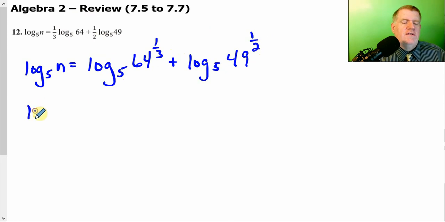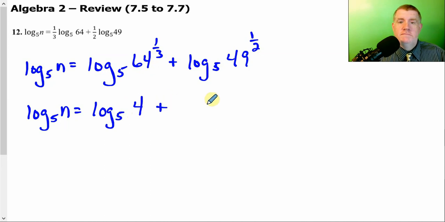And maybe we can calculate those. Nothing to do over here yet. We got to get all this as 1 log. What's 64 to the 1/3 power? Or what's the cube root of 64? It's 4. What's 49 to the 1/2 power? The square root of 49. It's 7.